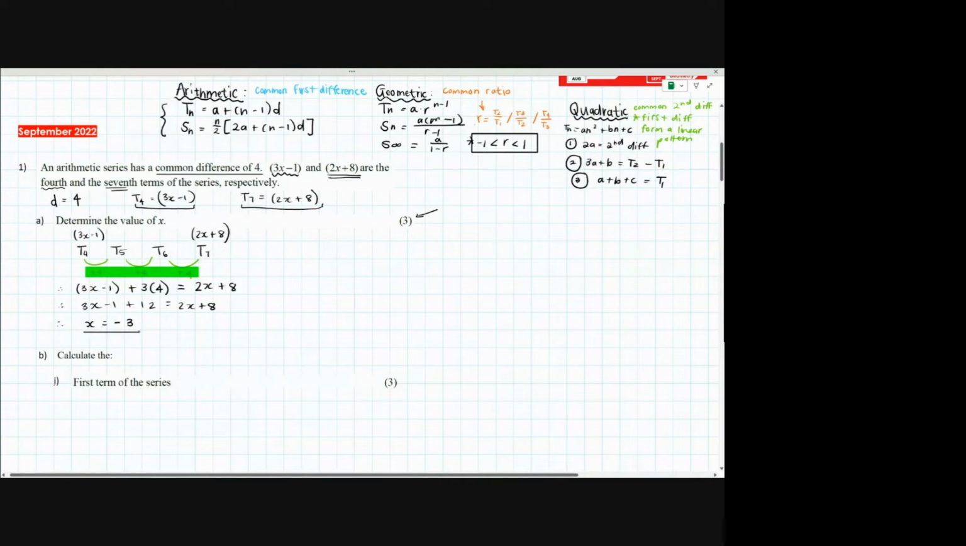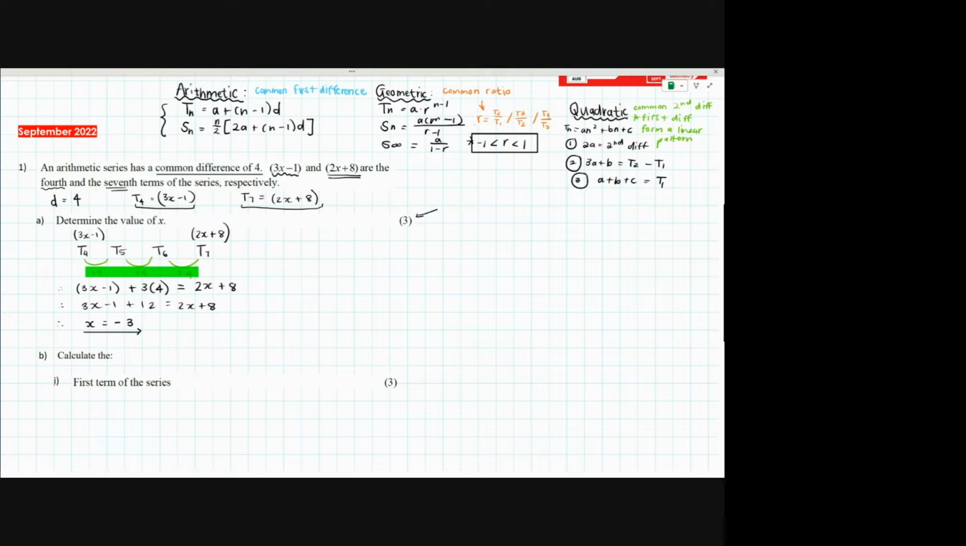Now, this makes a lot more sense for 3 marks than a simultaneous equation that typically is worth 5 or 6 marks, but this question is only worth 3. Now, I'm not saying you can't use simultaneous. You absolutely can, but it's going to be a lot more work for you than necessary.